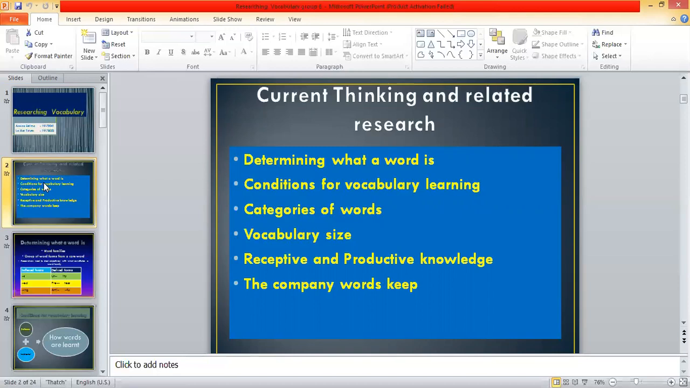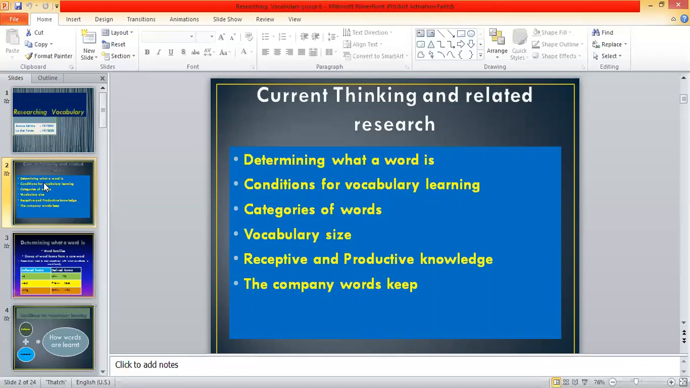The next one is categories of words. That means the way we categorize our words, like academic words, or technical words. We have lots of words that we use in a specific situation, so we have to take into account the different kinds of words. The next one is vocabulary size. It's all about how many words, how many words are frequent, meaning common words, or less common words.